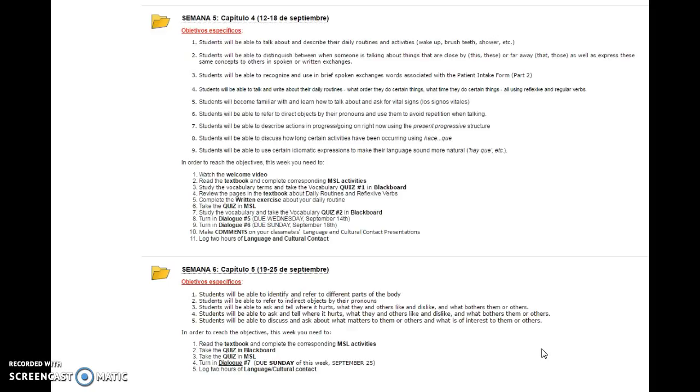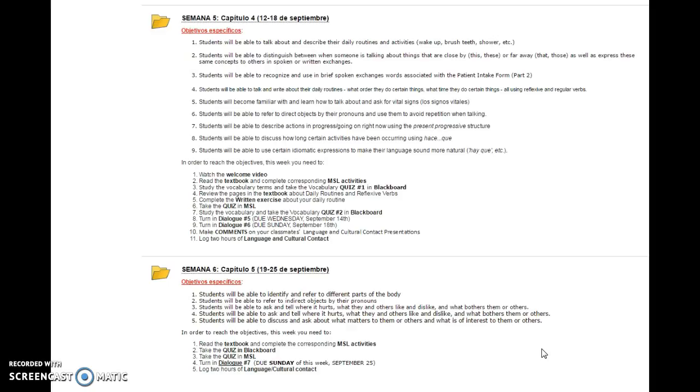Welcome again, this is week 6. So this will be covering the 19th through the 25th of September. And as always, under the tareas semanales in your Blackboard, you'll see the Semana 6 folder, Capítulo 5. And Capítulo 5 we're going to divide into this week as well as finishing up next week and some review.